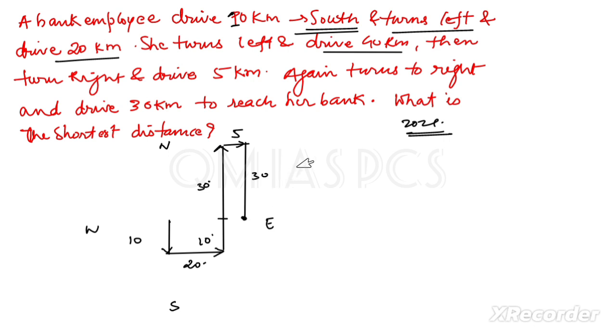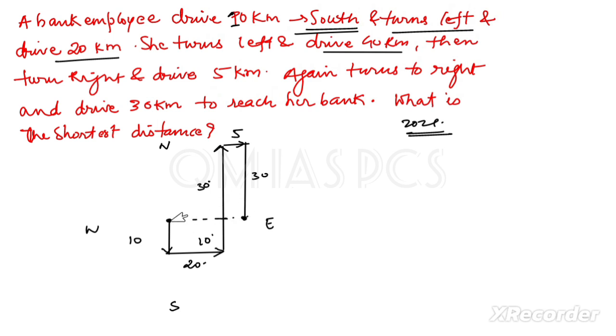Now it is asking you what is the shortest distance. See why I am saying you have to represent the respective, I mean equivalent distance. Like this is 10, so this should be 20, because it will be easier for you to measure the shortest distance. Now you can see the initial point and the final point are in the same horizontal line.